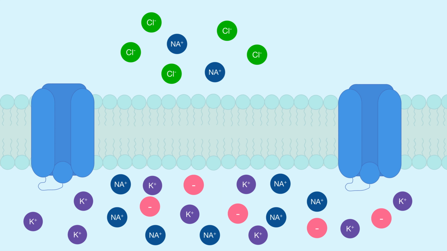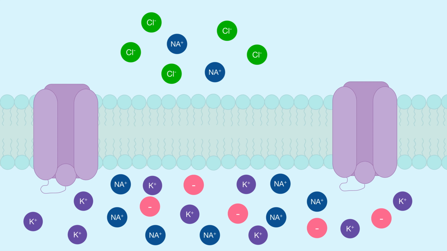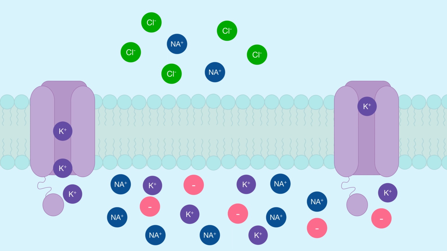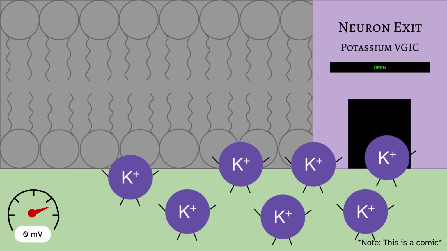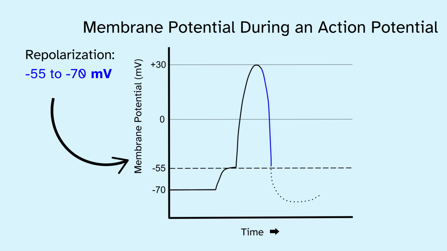The neuron will inactivate the sodium channels and trigger the potassium VGICs, allowing potassium ions to move out of the cell. This causes the cell to be more negative inside and more positive outside, decreasing the millivolt value. This is known as repolarization.